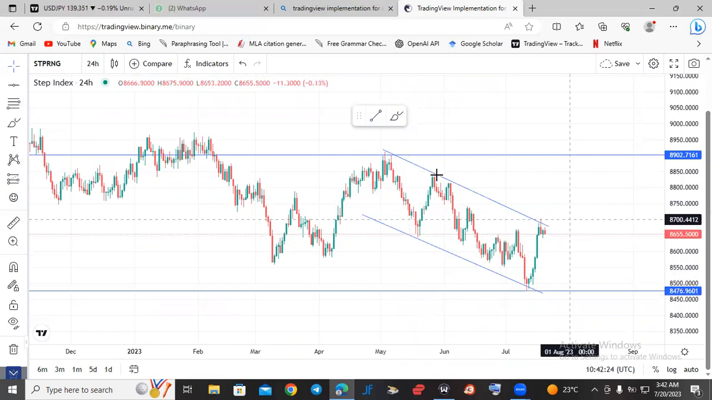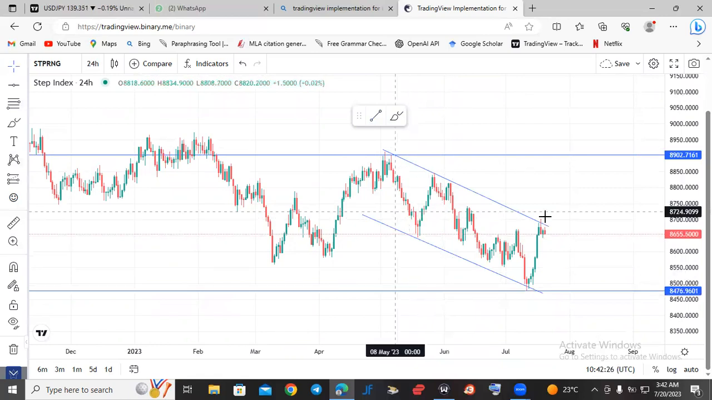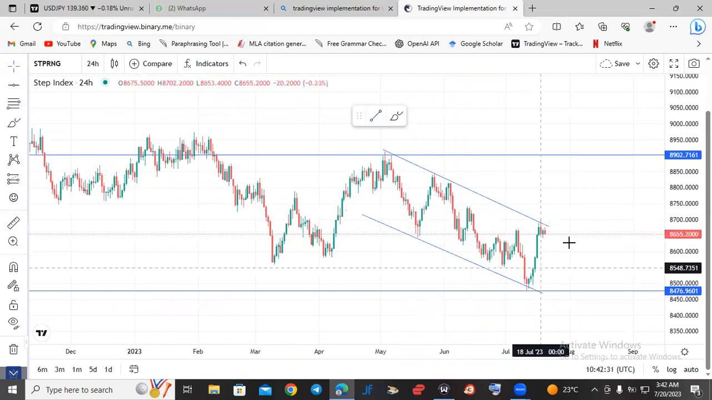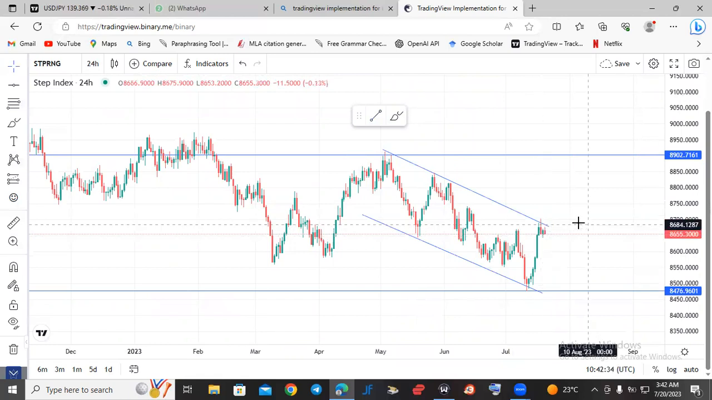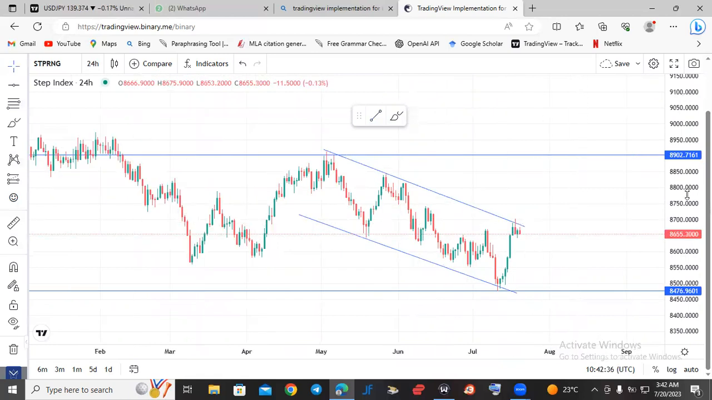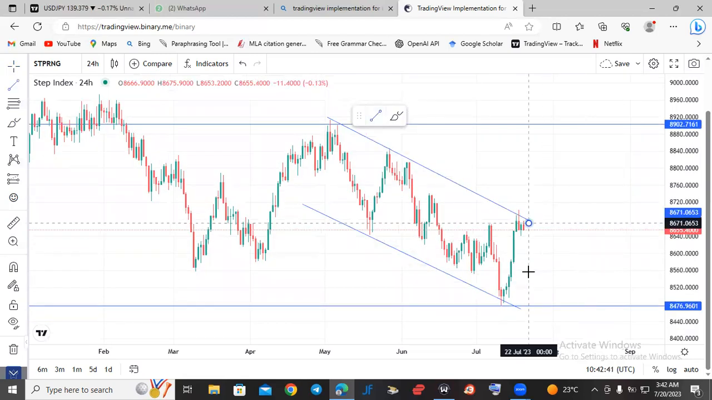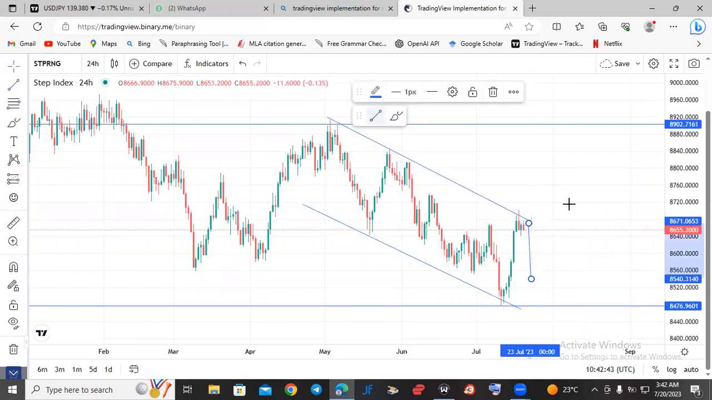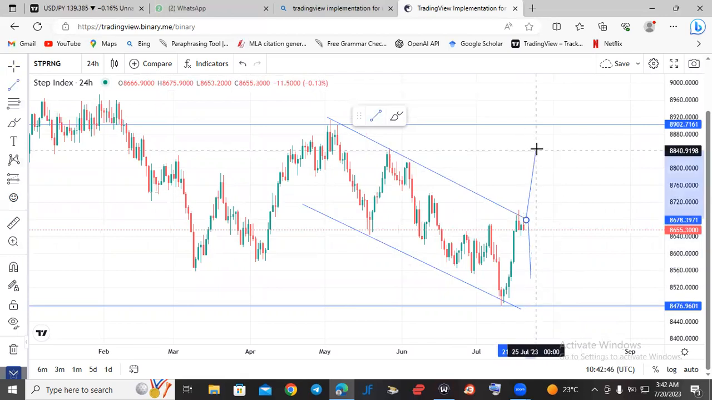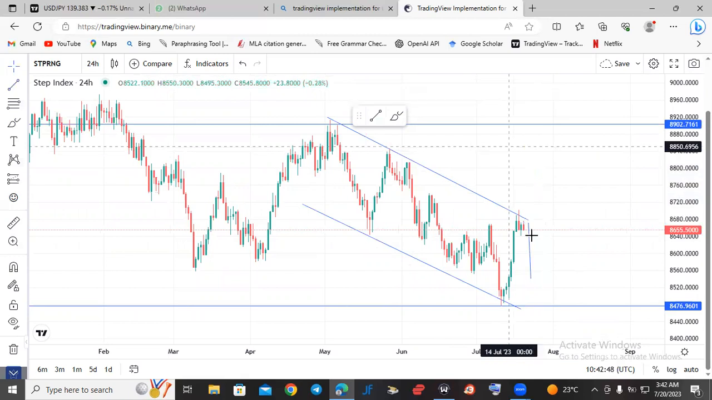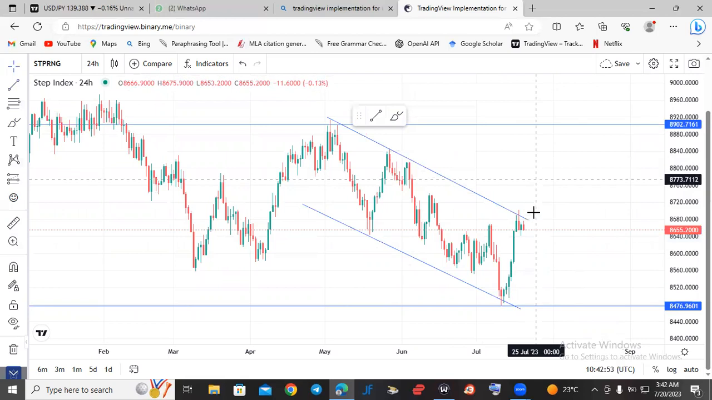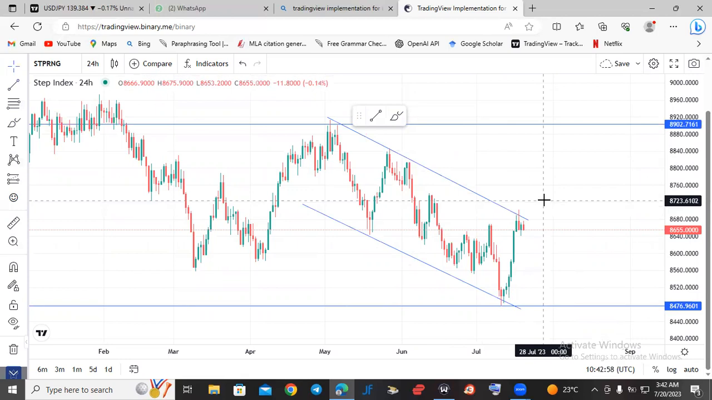Right now the market is trading within this channel, buying at support, selling at resistance, buying at support, selling at resistance. Right now we have hit the resistance. Now the question is, are we going to sell, or are we going to expect a breakout to the upside and buy? Yes, we buy at support and sell at resistance, but we also need a confirmation.